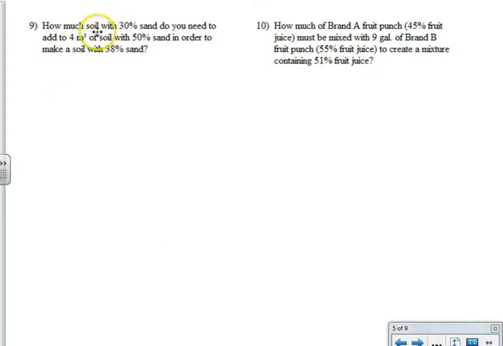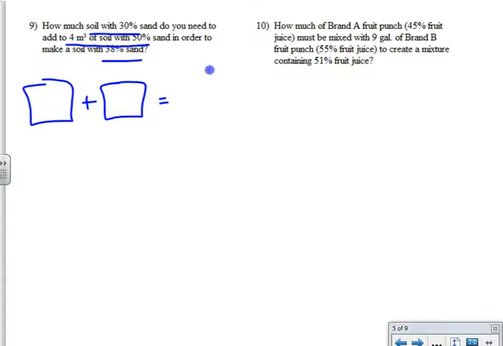I've got, let's see, we've got 30% sand that we're going to add to 4 meters cubed of 50% sand, and we're going to create a mixture that's 38%. So what's happening here is we've got two beakers or bags or whatever that we're going to add together and create a new mixture. So we're starting with the 50% sand, and we're going to add to it 30% sand, and we're going to end up with 38% sand. I'm going to keep reading because they tell me something about amounts.